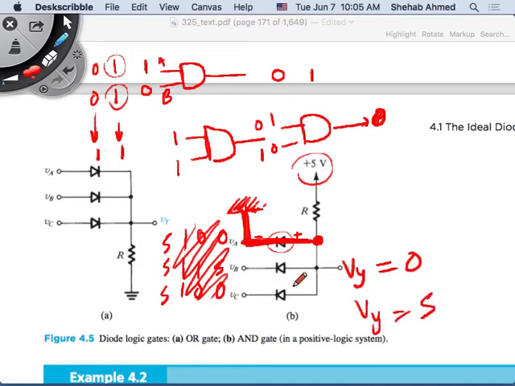How is it going to be five if it's in the first place? It's like the opposite side. Didn't you say it's like the first example? Because there's no current flowing.